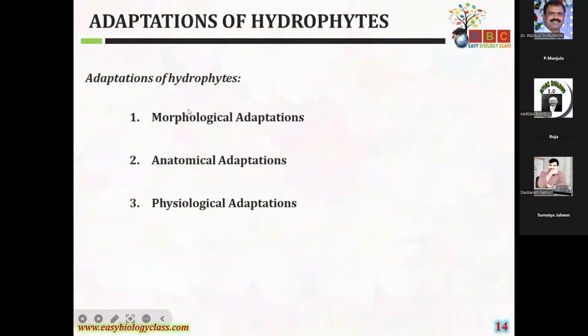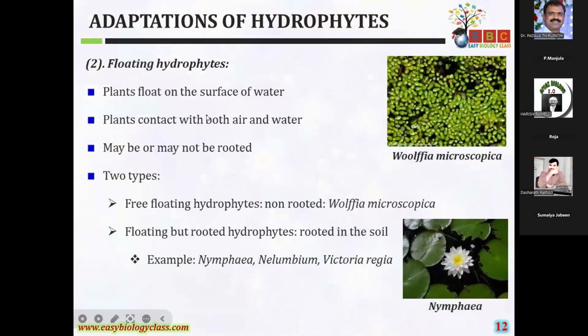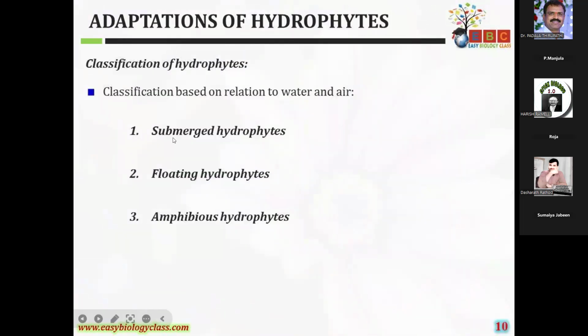So these are the classification of hydrophytes based on relation with water and air: submerged hydrophytes, floating hydrophytes, and amphibious hydrophytes. Submerged hydrophytes are the hydrophytes that are inside the water, whereas floating hydrophytes are present on the surface of the water. And amphibious hydrophytes can grow in both land and water. Submerged hydrophytes may be rooted or rootless. Roots may be absent. In floating hydrophytes also, roots may be present or absent.